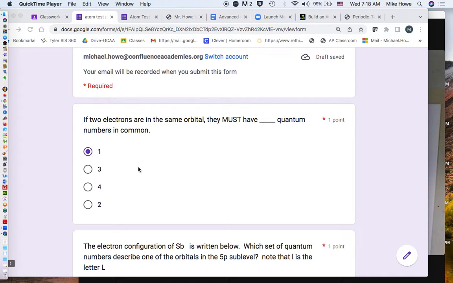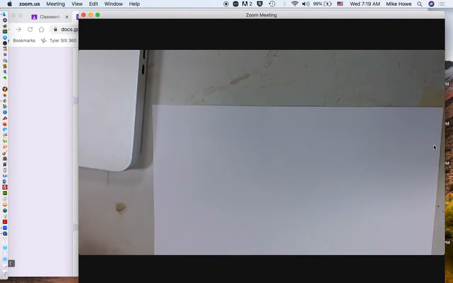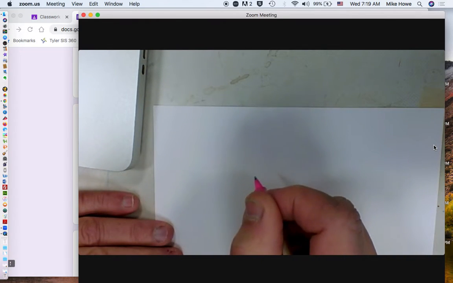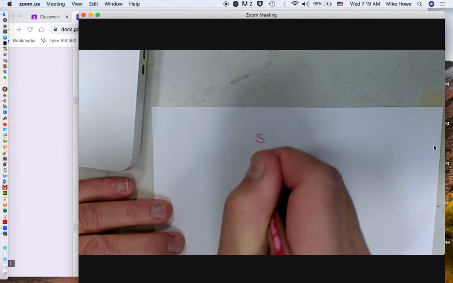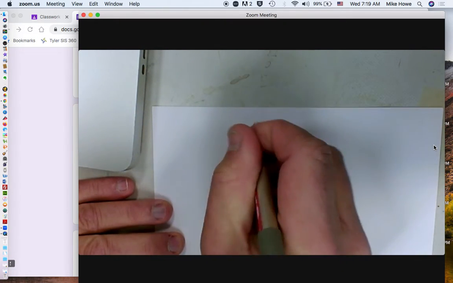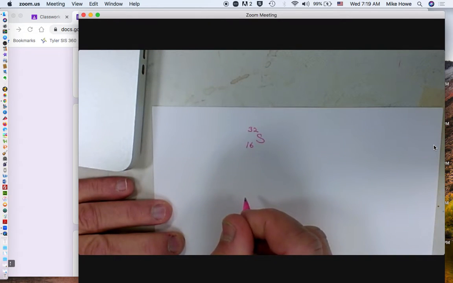So this is part 3 of the atom test, which was really about quantum numbers. The first question reads, if two electrons are in the same orbital, they must have how many quantum numbers in common? So I'm going to take a look at an example, and we'll just do a simple one. How about sulfur? So sulfur has 16 electrons, and its most common isotope has a mass of 32.